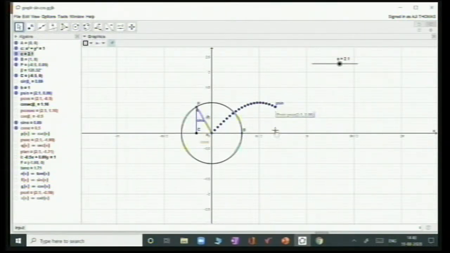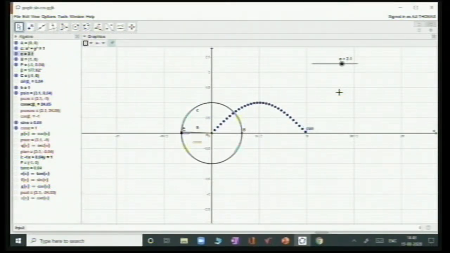So what does this mean? This means that the point on the x-axis is 2.1 and the height is 0.86. So this height is also 0.86. If I put the point over here, you can see that it is also 0.86. So as I move further, just see what is happening.